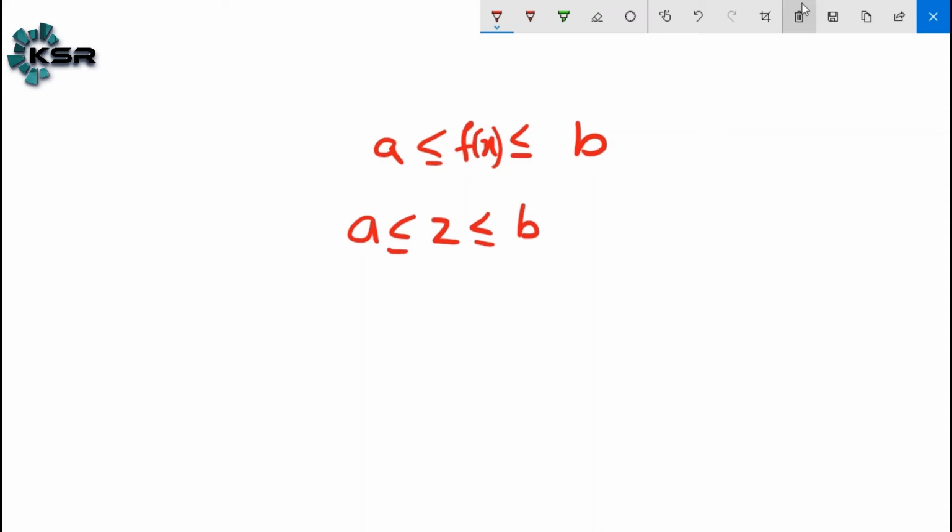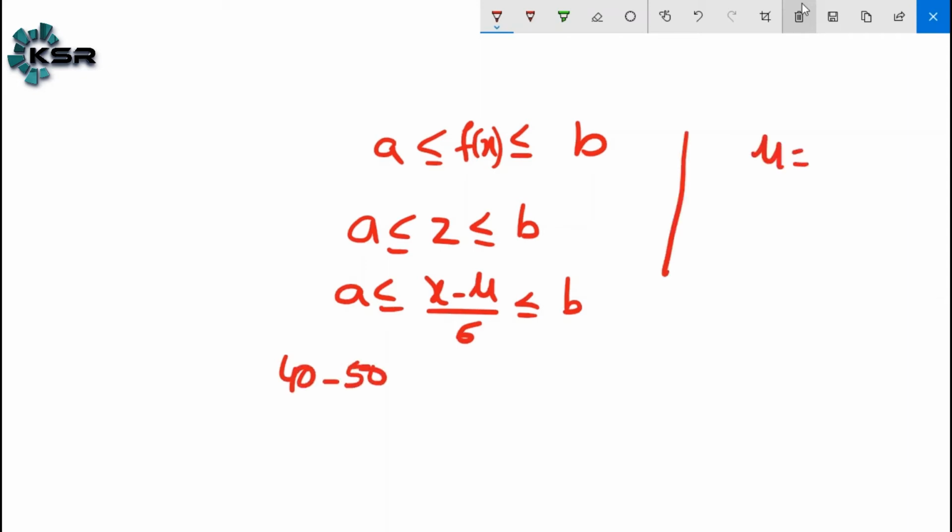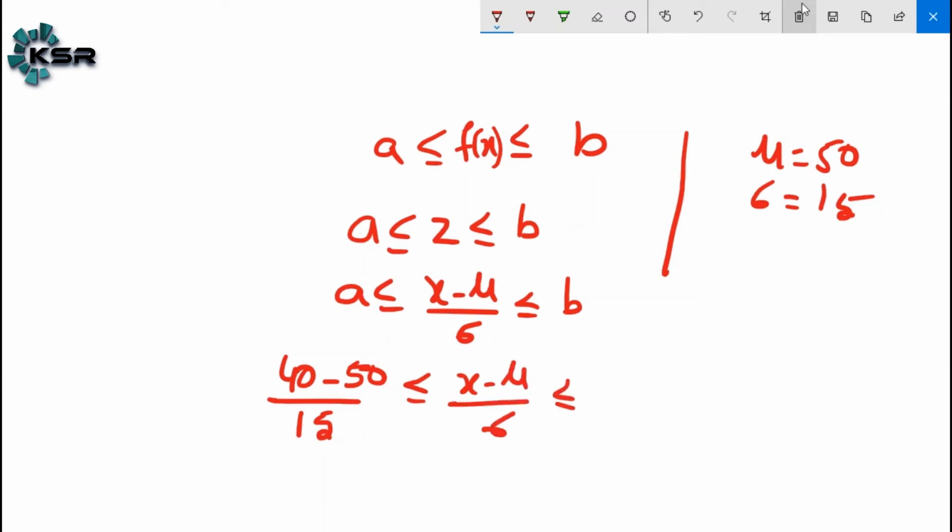So what is the range we need to set? 40 to 60. So we can simply write A less than or equal to (x minus mu) by sigma less than or equal to B. So simply 40 minus mu, mu is nothing but 50, sigma is nothing but 15, divided by 15, less than or equal to (x minus mu) by sigma less than or equal to (60 minus 50) divided by 15.